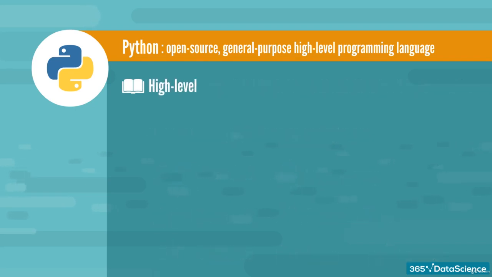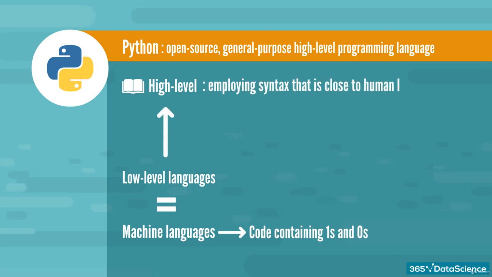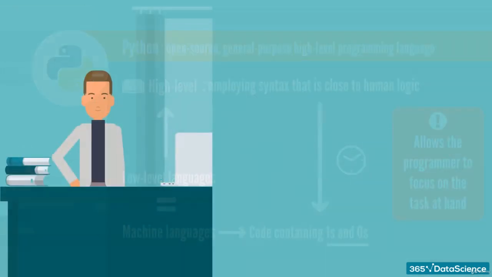High level is a slightly more technical expression. Broadly speaking, computers can run programs written in low-level languages only, also called machine languages. Here, you can imagine code containing ones and zeros. Therefore, high-level means employing syntax that is close to human logic, which makes the language much easier to learn and implement. The code you write will be interpreted into a lower-level language only later. In other words, it will be transformed into ones and zeros so that the computer can execute the relevant operation. Thus, a high-level language allows the programmer to focus on the task at hand, instead of trying to figure out unreadable lines of code.